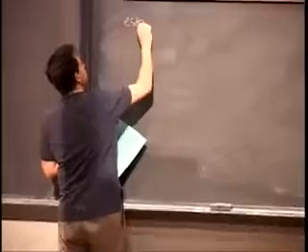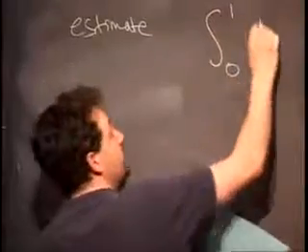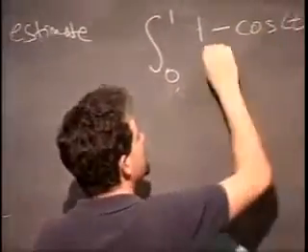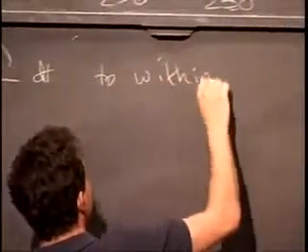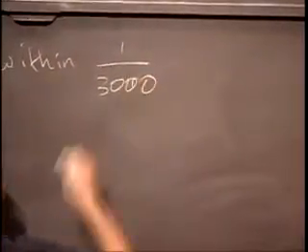So estimate, and it's going to be an integral. The integral from 0 to 1, 1 minus cosine of t over t squared dt to within 1 over 3,000. Yuck. Looks horrible. Not as bad as you think, though. I'll try to explain. We need a function. Actually, before we even have a function, is this an improper integral? To add insult to injury? Kind of looks improper, right? Problem spot at 0. It's not so bad, though.